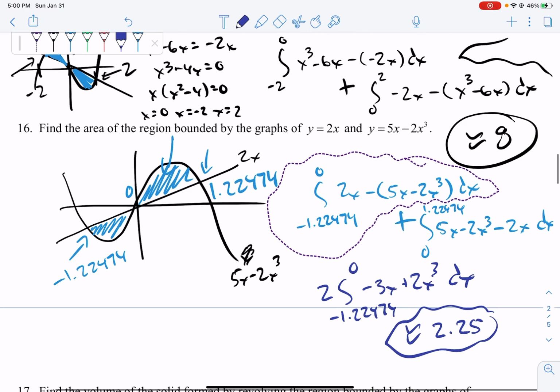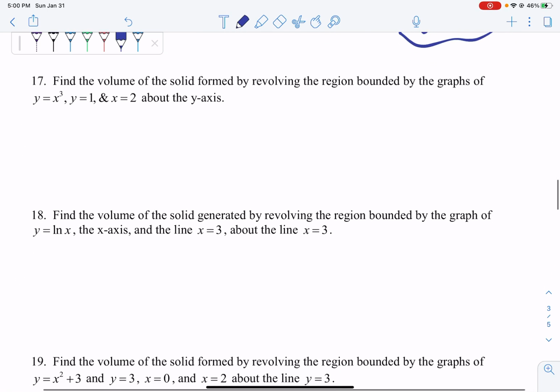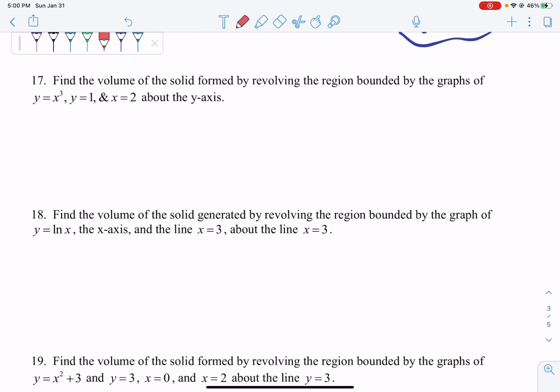All right, let's rotate. Let's do some volumes. Find the volume of the solid formed by revolving the region bounded by the graphs y equals x cubed, y equals 1, and x equals 2 about the y-axis. Well, that was nice of you, test. Let's use the y-axis to start.